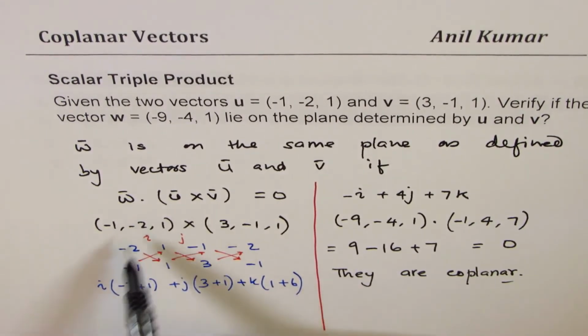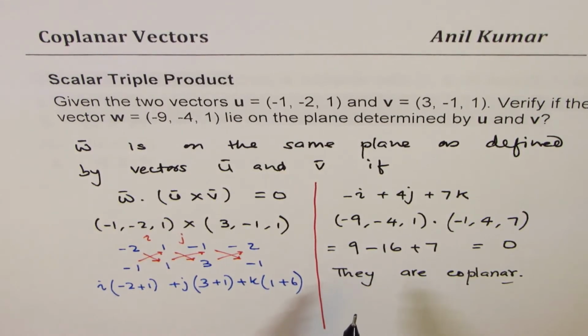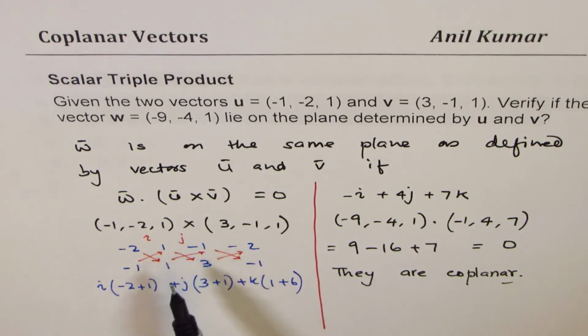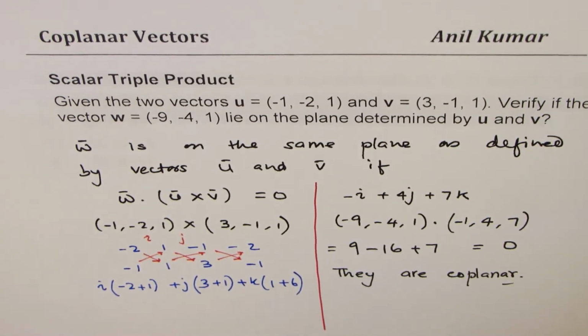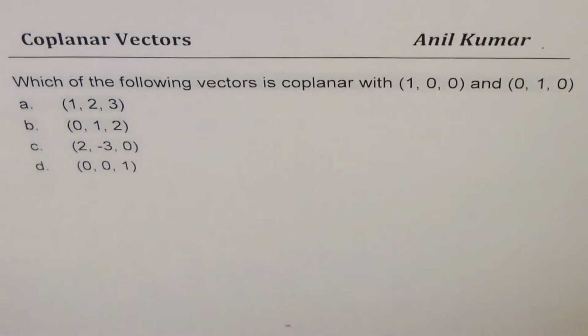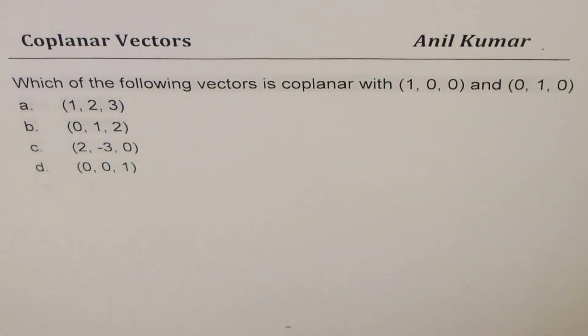Correct? So I've used this particular way of finding the scalar triple product. I'm going to use a different strategy in the next example to find the scalar triple product. But I hope you understand how fast and easy it is to really verify whether the three vectors are coplanar or not. Correct? Now these are your test questions based on the concepts we have learned about coplanar vectors.